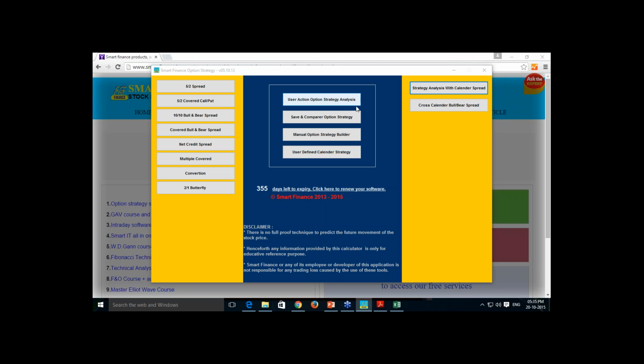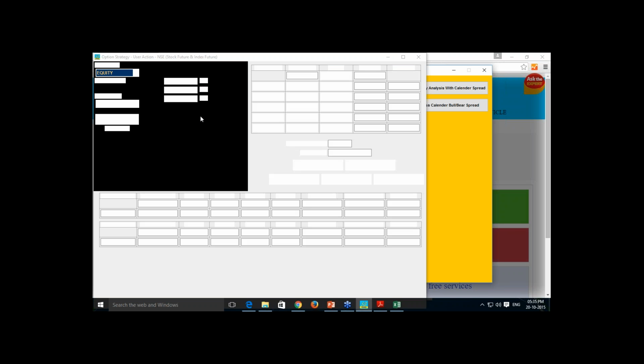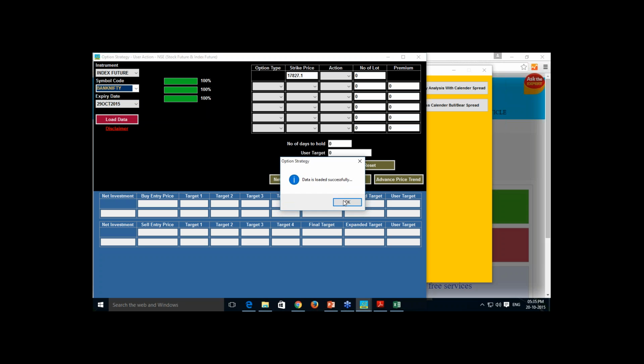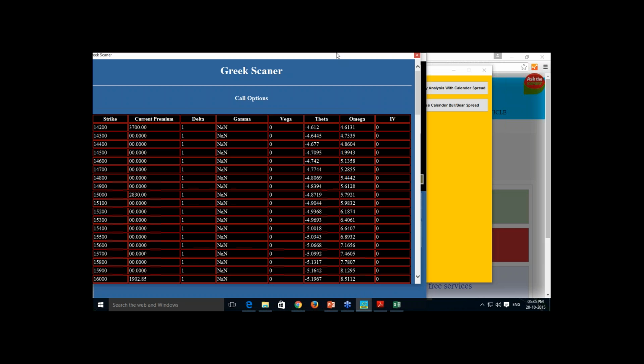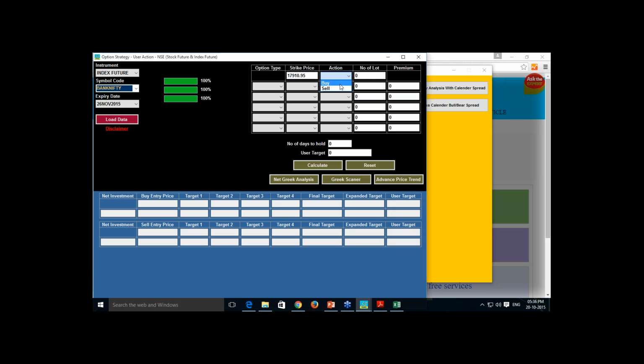You can form a user action strategy. Here you can take any of your strategies and simulate it. Suppose I am forming one strategy on Bank Nifty for the November month. The Greek scanner will give me the net delta, Vega and other values for different strikes. Then I take some action.